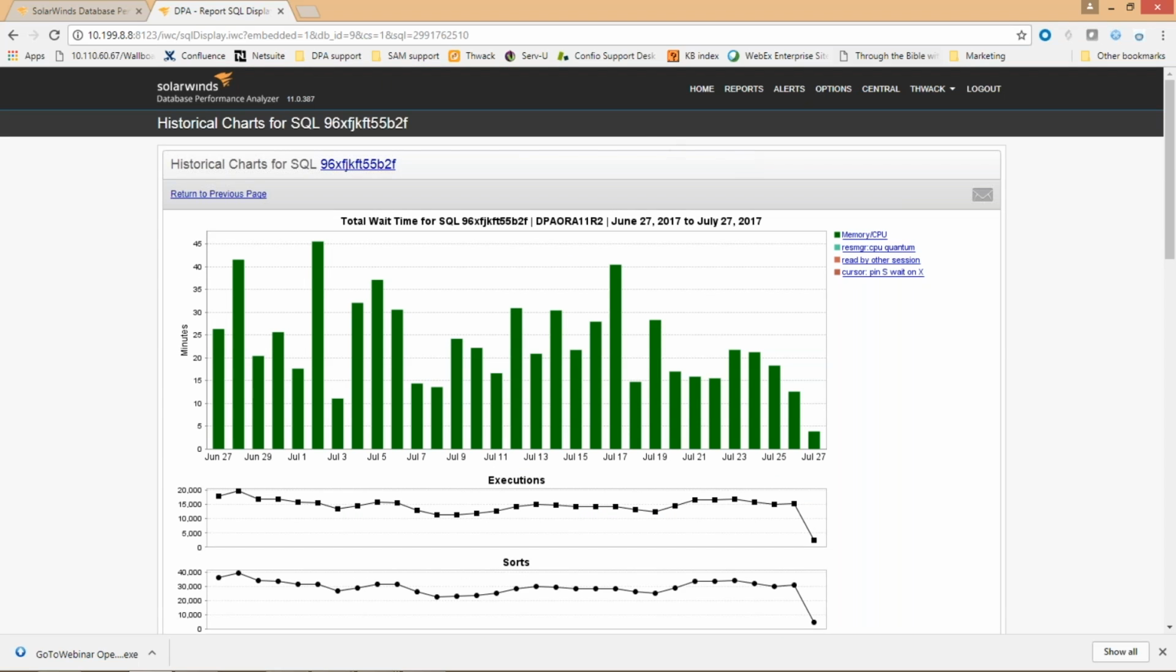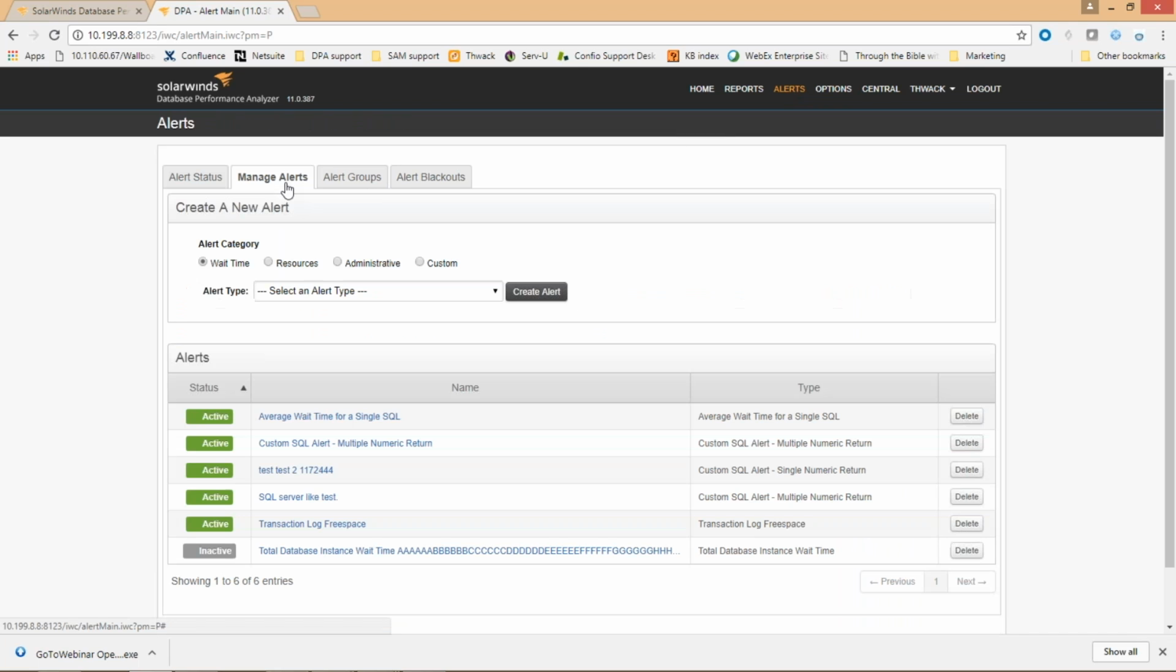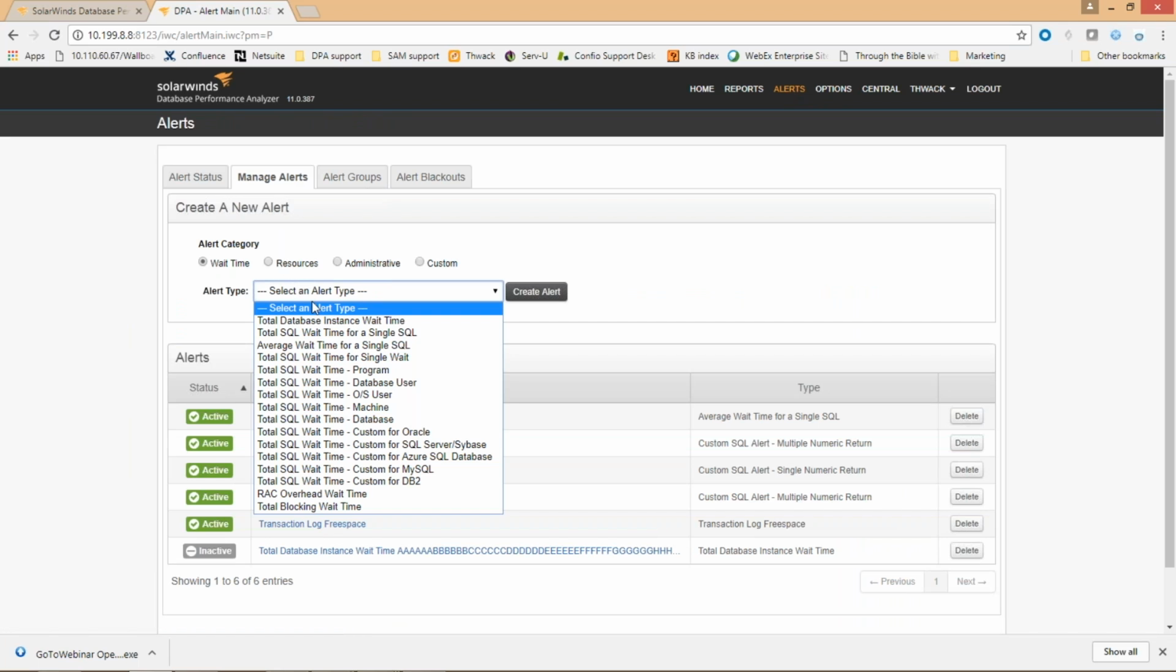So we have one question now that you're analyzing a particular query. One of the questions that we have received is, can I create an alert in DPA that would email me if there is any performance issue with a particular query? Yes, absolutely. So if we want to toggle over to alerts, we have many different kinds, but one of them is a wait time alert.